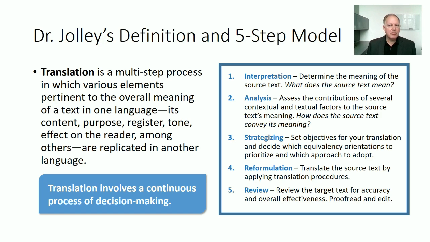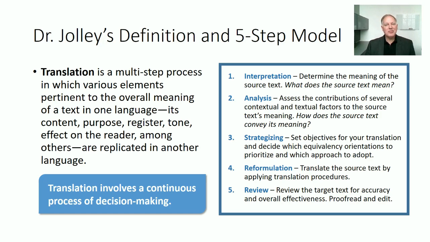So we're thinking about how we're going to achieve that effective translation. That's strategizing. Finally, step 4 is when you actually dig in and start transferring the meaning, restructuring the text, reformulating it. I call this step reformulation. So that's when you're actually translating the source text, creating the target text through the application of various translation procedures.